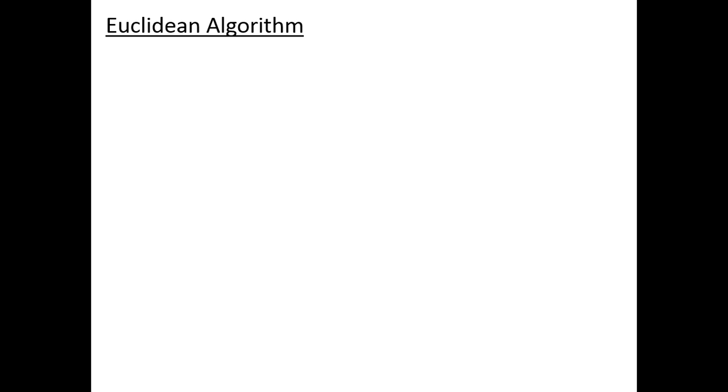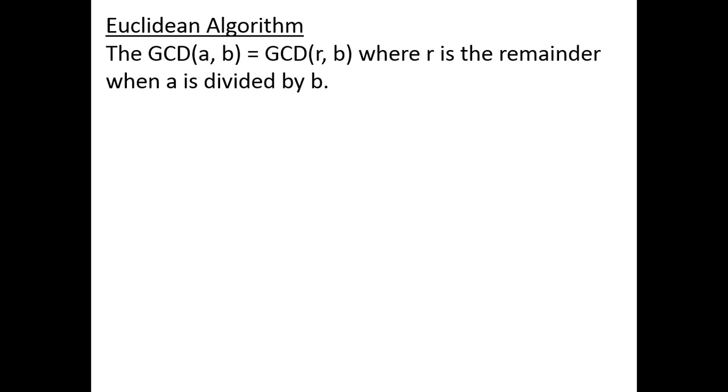Now there's one other method that we can use to find the greatest common divisor of two numbers. It's called the Euclidean Algorithm. And it's really useful when you're trying to find the greatest common divisor of really large numbers. So the Euclidean algorithm says that if you're trying to find the greatest common divisor of two numbers, which in this case are a and b, then that's the same thing as the greatest common divisor of r and b, where r is the remainder when a is divided by b.